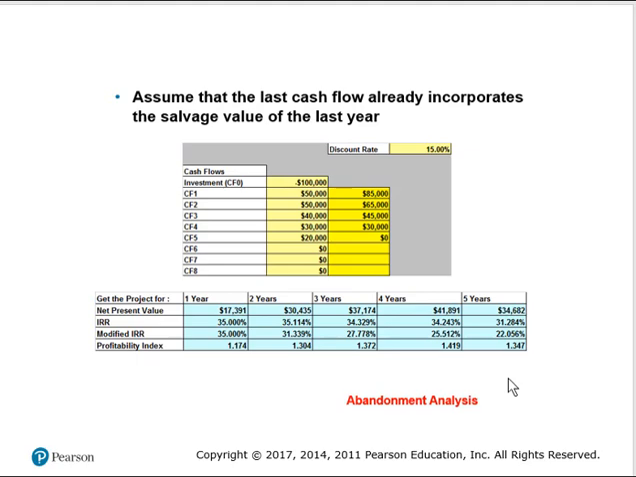So what we would do is we would assume that at the end of 4 years, we're going to have to replace this project. So we're going to have to do this over and over again, essentially every 4 years. So that's the end of the discussion on the fundamentals of capital budgeting.